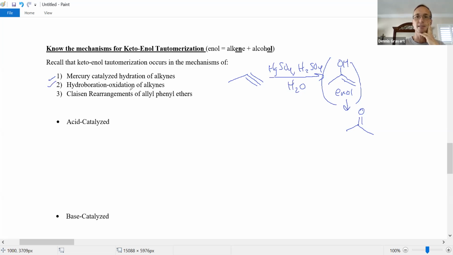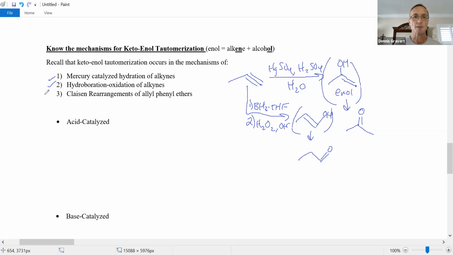Hydroboration, oxidation, alkynes, right? So we actually took the alkyne and mixed in our borane with THF and used hydrogen peroxide and base. And we got the other regioisomer. This one with mercury does Markovnikov addition. The carbon with more hydrogens gets a hydrogen. But hydroboration oxidation does anti-Markovnikov addition. So we created this enol, which then tautomerized to the aldehyde.